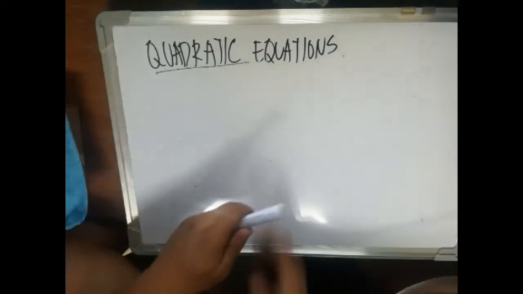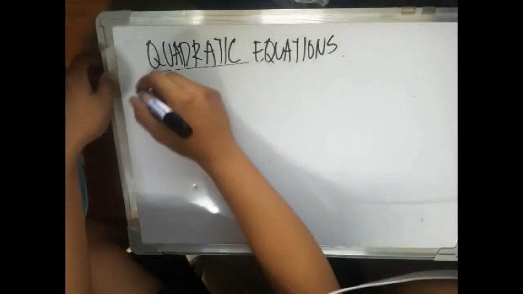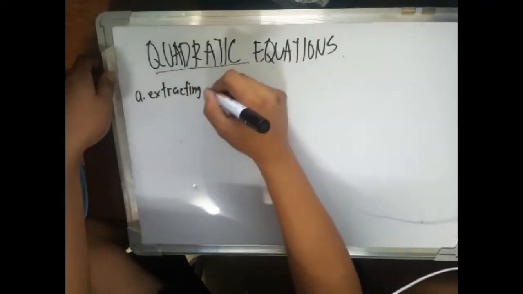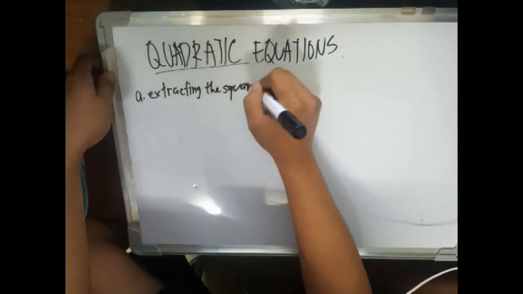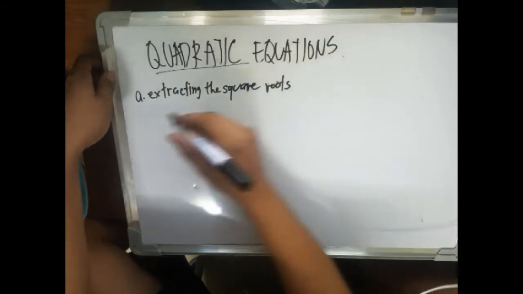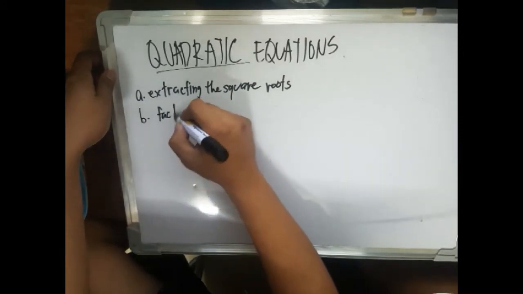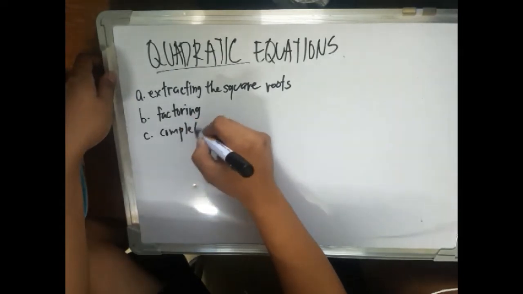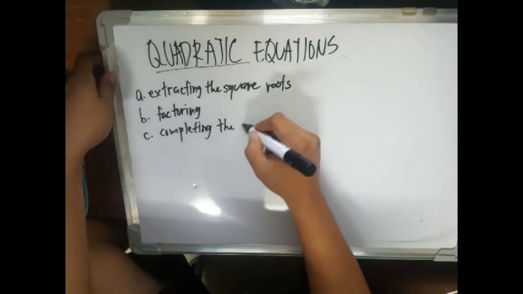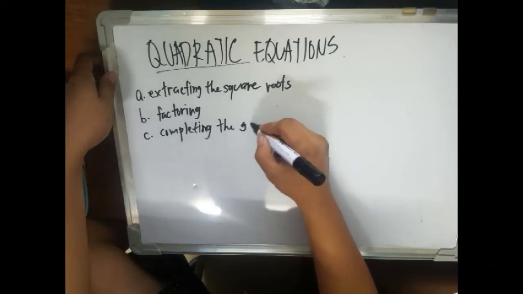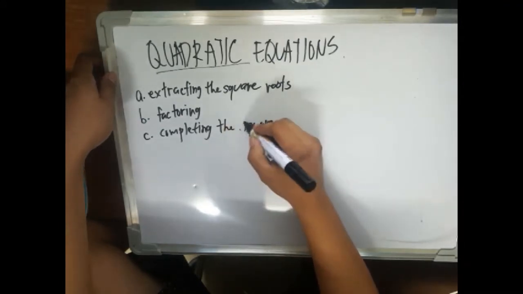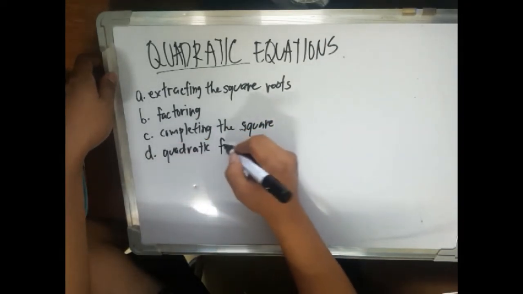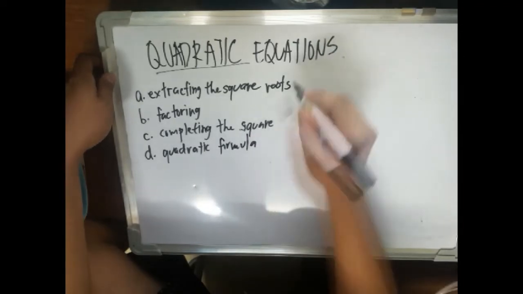So meron tayong 4 ways on solving quadratic equation. First one is extracting the square root. Yung pangalawa ay factoring. Pangatlo ay completing the square. And last ay quadratic formula. So, dako tayo dun sa una, extracting the square root.